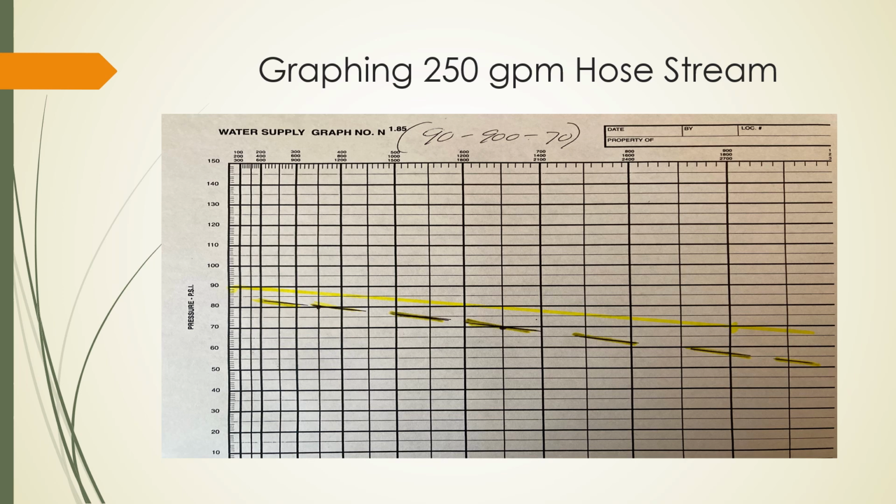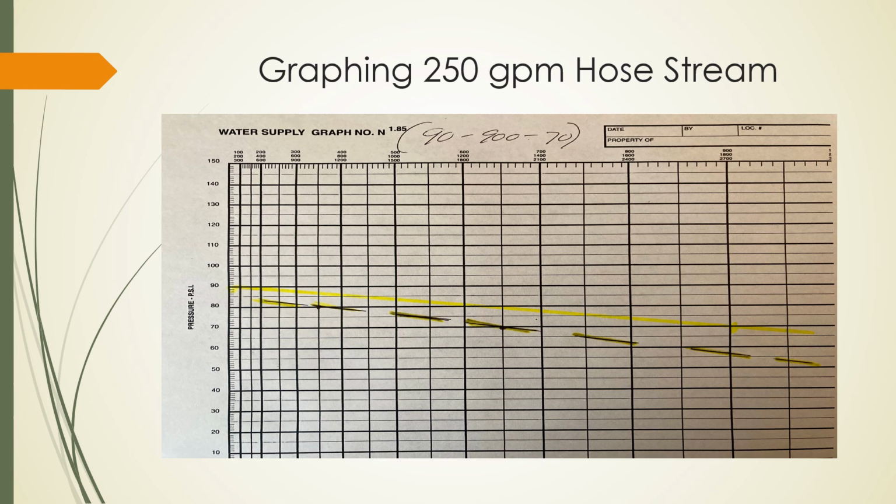Now, we discussed the fact that the fire department will be using hose streams to support the firefighting effort of the sprinkler system. Well, that water needs to come from somewhere, and it comes from that water supply, that 90, 900 at 70. So what we do is we deduct the hose stream allowance from the water supply. In this case, we're deducting a 250 GPM water requirement for the hoses.